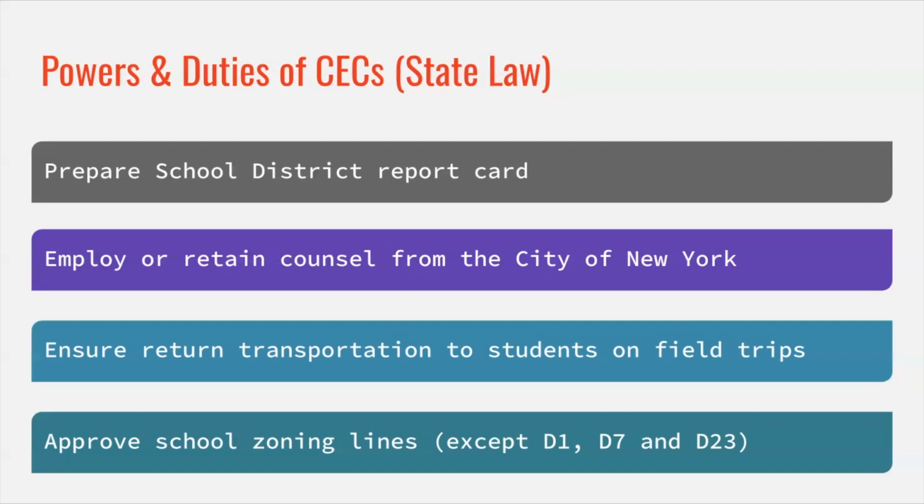So CECs are still responsible for approving school zoning lines. And if the CECs don't approve zoning proposals, then the zoning lines cannot be changed. This is all true except for District 1, 7, and 23, which have no zoned schools. So in these districts, CECs do not have to do any zoning, but they also don't have that one legal authority.